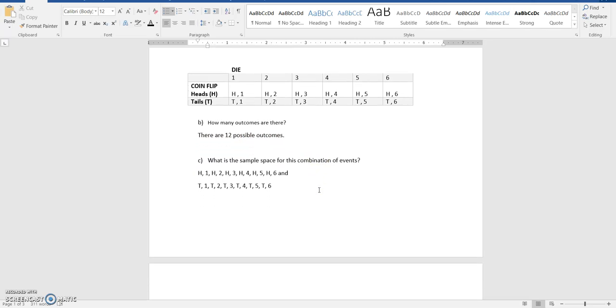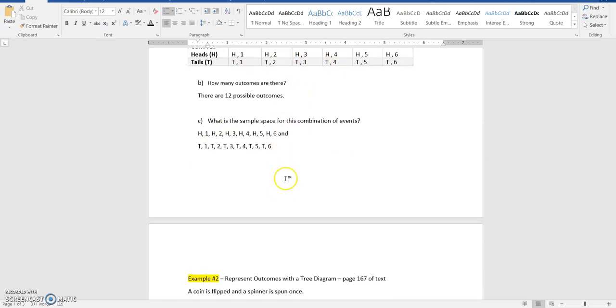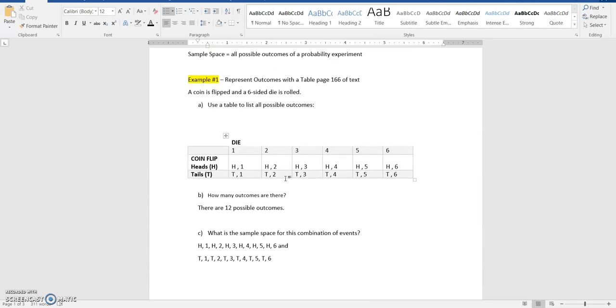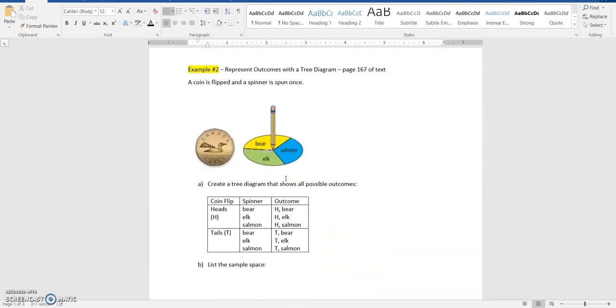Now, the next type of question that you will get is, what is the sample space for this combination of events? And we know that the sample space can be heads 1, heads 2, heads 3, so on and so forth, to tails 1, tails 2, tails 3, tails 4, and so on. So that is the sample space. So basically, what combinations can be rolled, right? That is how you complete example 1. Pretty straightforward.